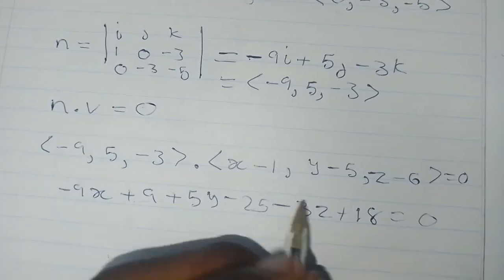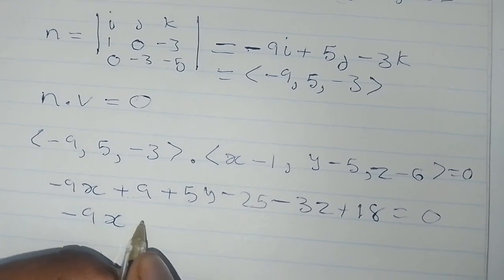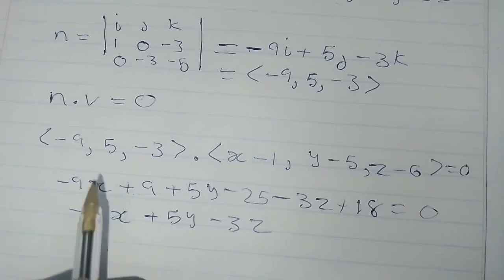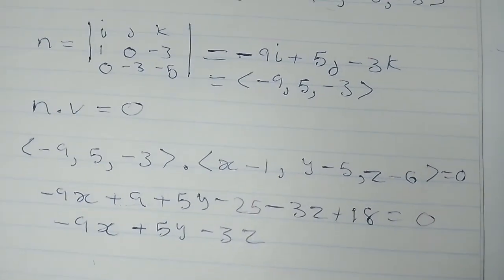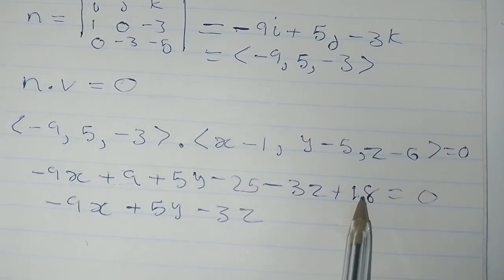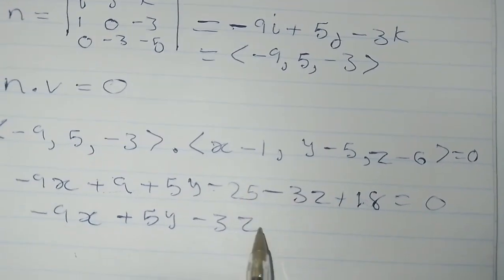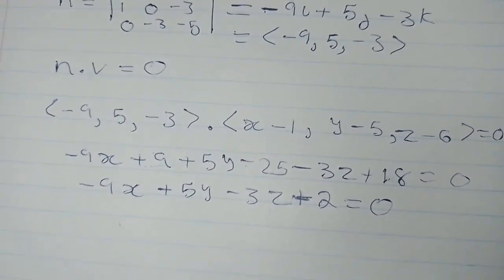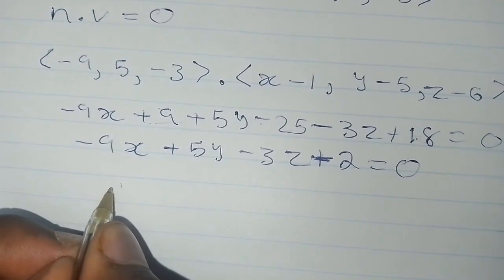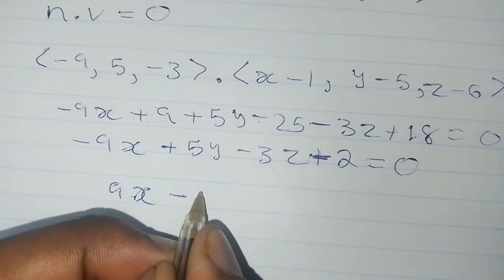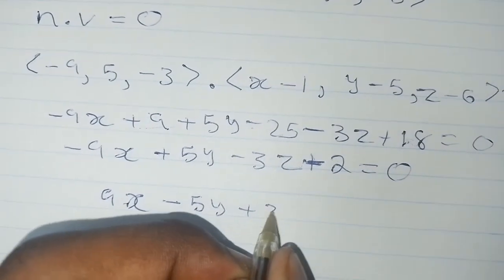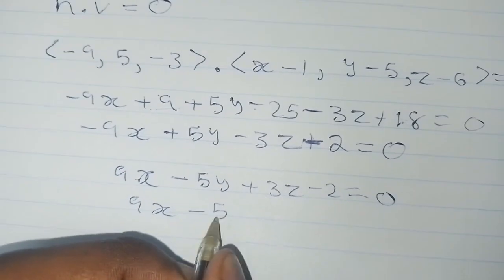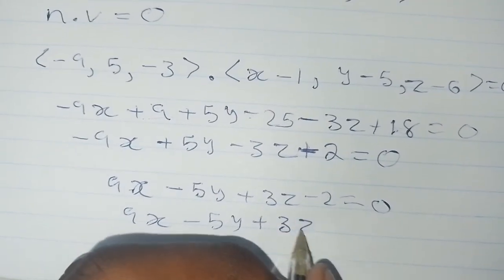So this will be your equation of a plane. Simplify that: minus 9x plus 5y minus 3z. Then you add the constants together. So you have 9 plus 18, which gives you 27. Then you subtract 25 there, you get positive 2. So this will be your equation of a plane. Or you can multiply by negative and obtain something like this: 9x minus 5y plus 3z minus 2 equals 0. Or you can rewrite it as 9x minus 5y plus 3z equals 2.